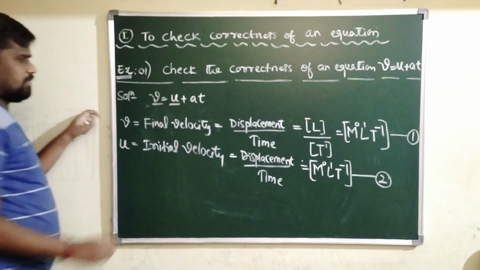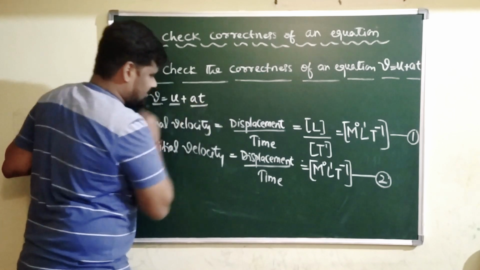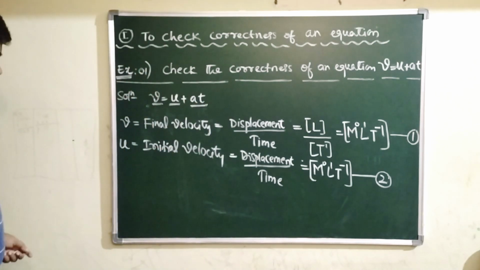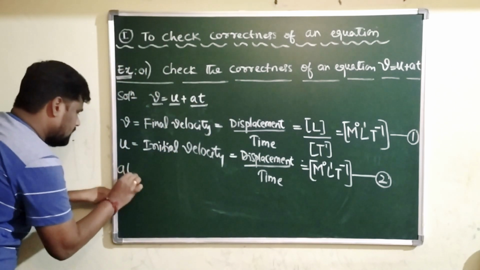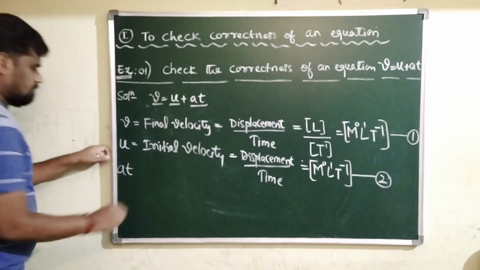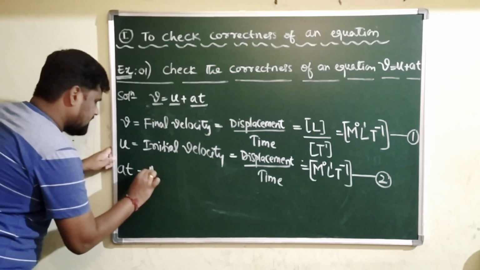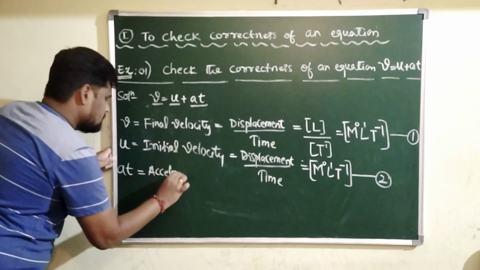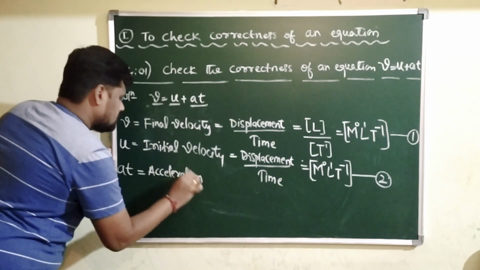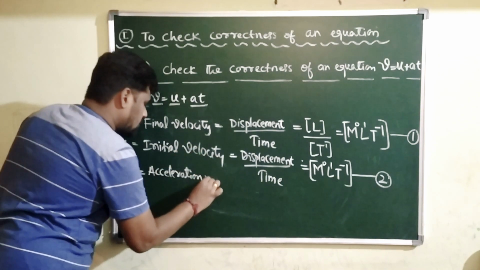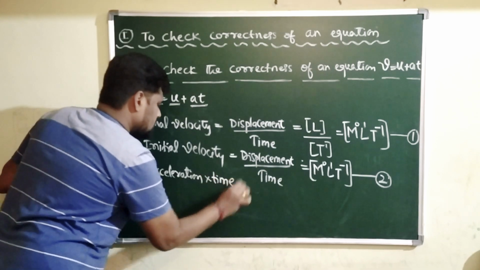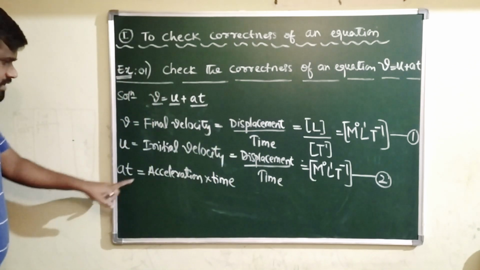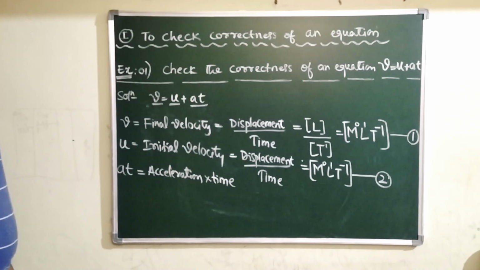Which is the third term here? At is called the third term. A into t. A stands for what? Acceleration. T stands for what? It is time. So, At is acceleration into time here.